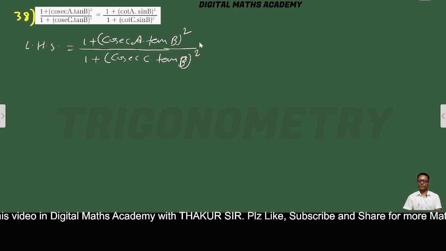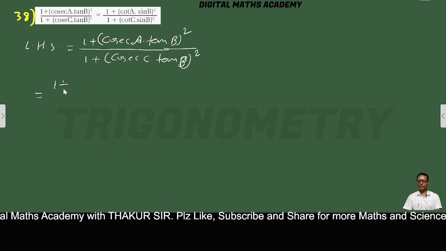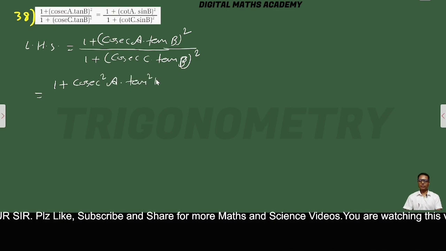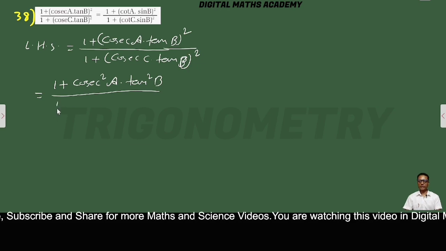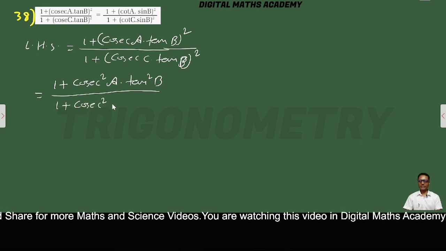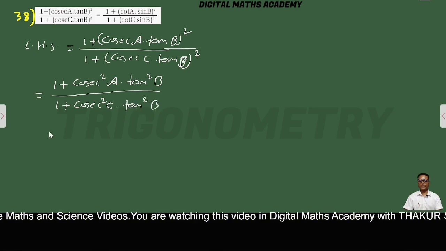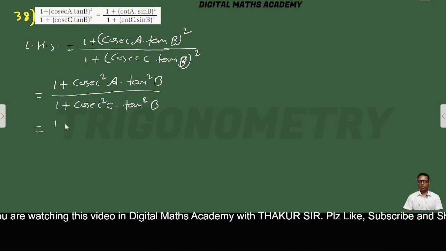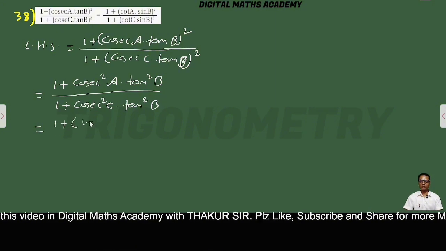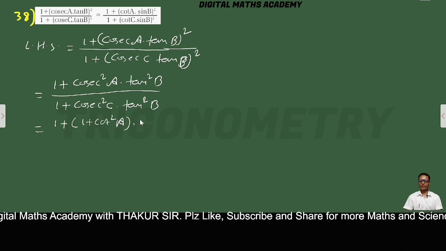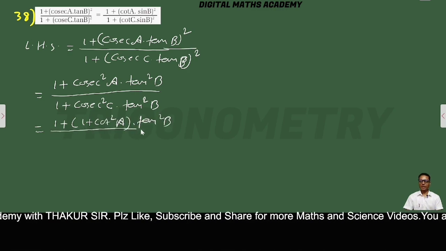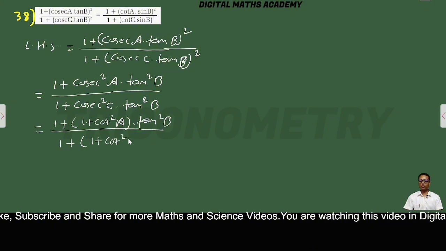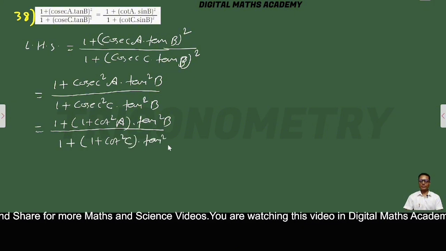So first step, what we can do here: 1 plus cosec² A · tan² B, and at the denominator we write 1 plus cosec² C · tan² B. Now we are going to change cosec² into cot². So cosec² equals 1 plus cot² A, and then we have tan² B. At the denominator also, cosec² C means 1 plus cot² C, dot tan² B, yes you can write.